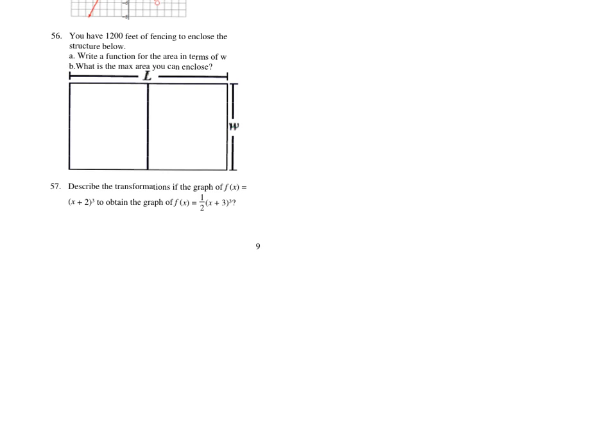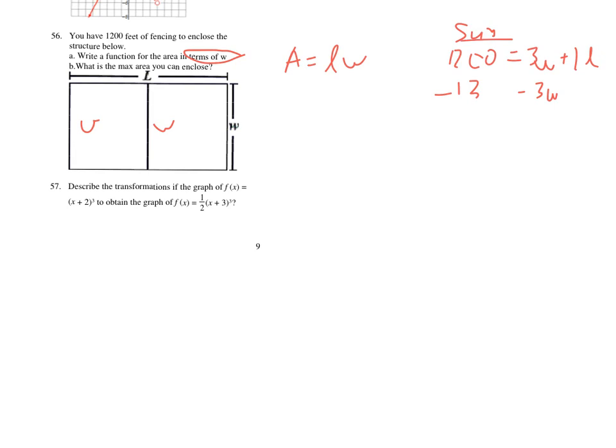All right, 56, we got 1,200 feet of fencing. And then, so we know area is length times width here. And we know we can do 1,200 equals, and it looks like I have 3 W's and 2 L's. And then it asks me to write a function for area in terms of W, so that means I want to get rid of L. And if I want to get rid of L, that means I should isolate L on my substitution equation. So I'm going to subtract the 3W, and 1,200 minus 3W equals 2L.